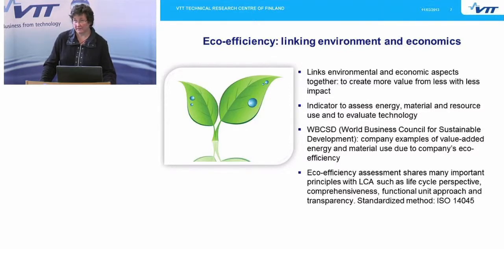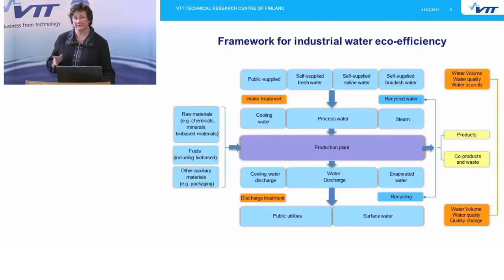And you can find some information from the net from the World Business Council for Sustainable Development pages. They have in a way evaluated some companies and some eco-efficiency indicators. But there is also now a new ISO standard, 14045. So that gives standardized principles on how to calculate the eco-efficiency. And I really like to recommend the companies to try it and to use it.